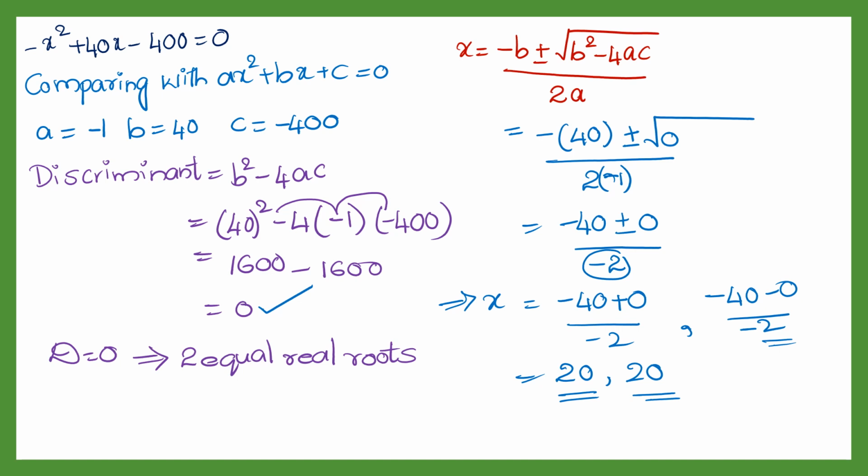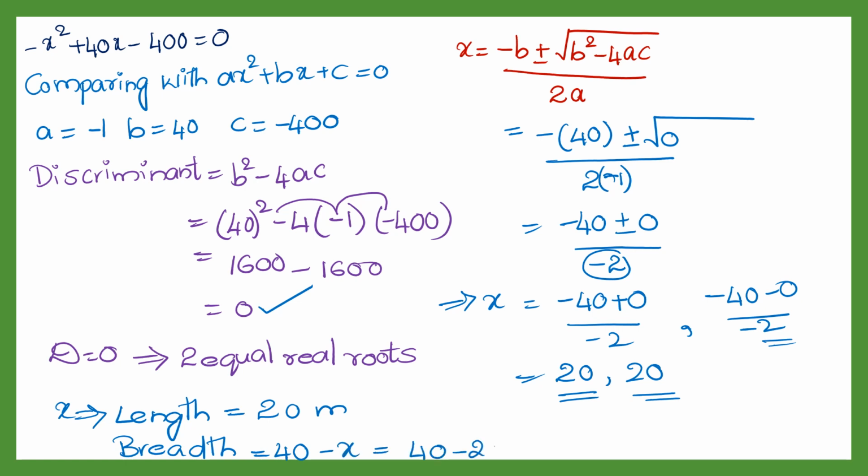20. x is nothing but x implies length. So the length of the rectangular park is 20 meters. What is breadth? For us, breadth we have assumed as 40 minus x. So 40 minus 20, that is equal to 20 meters. So length and breadth are the same here, 20 and 20. 20 meters and 20 meters.